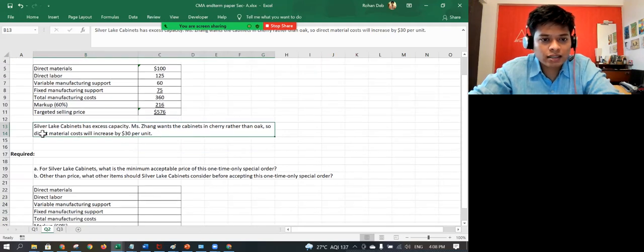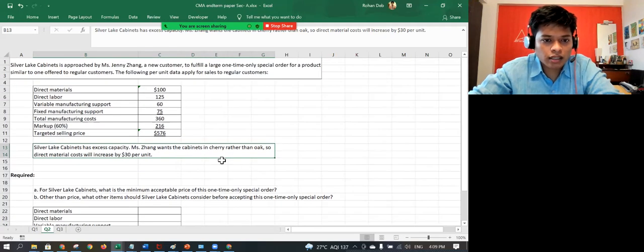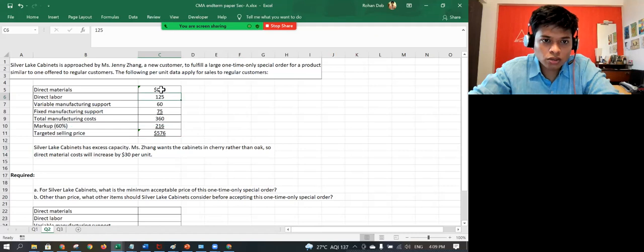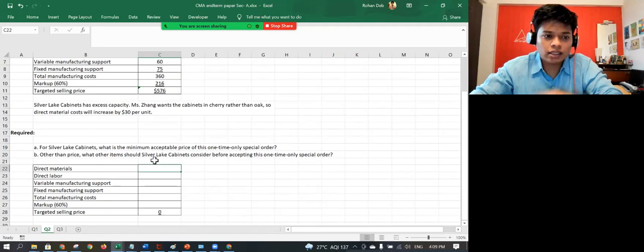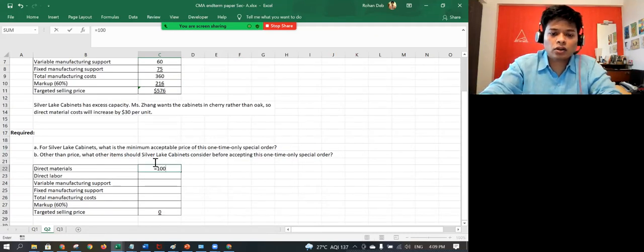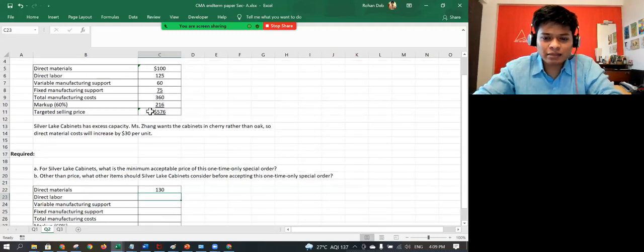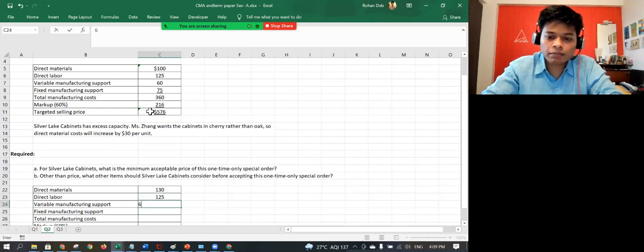So it says that the person wants cherry instead of oak, which will cost 30 per unit more. So direct material is 130. So it's equal to 100, which is the original, plus 30. Direct labor is the same, so 125. Variable is also the same.